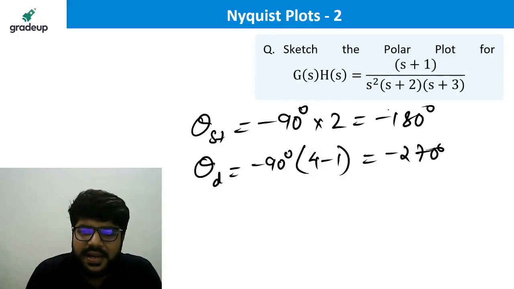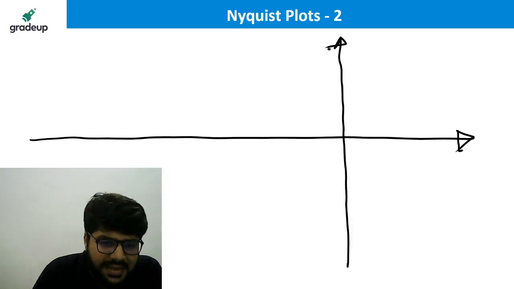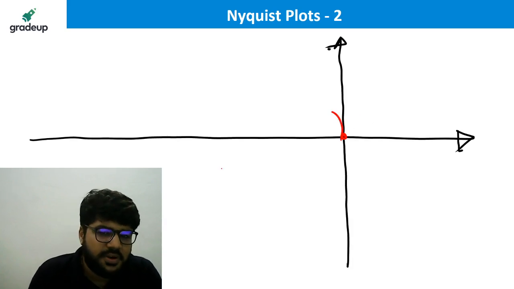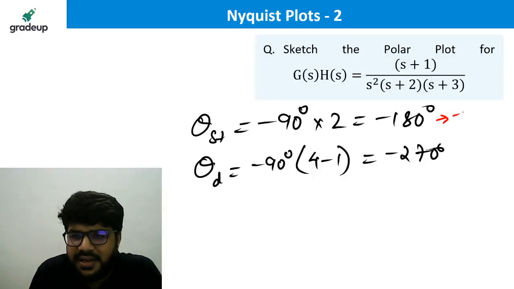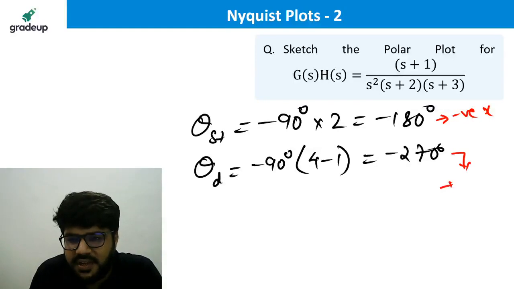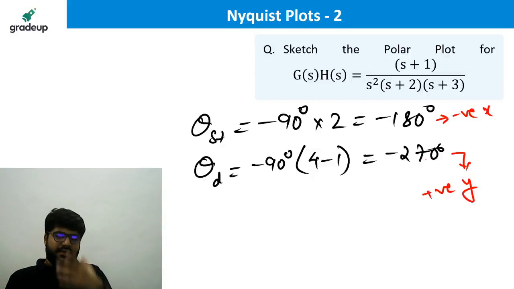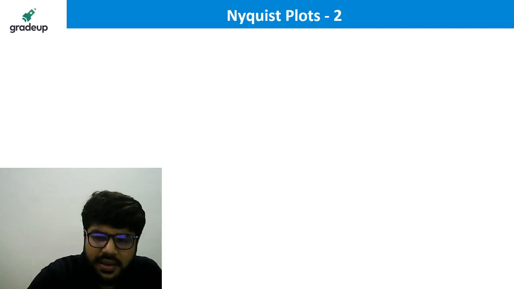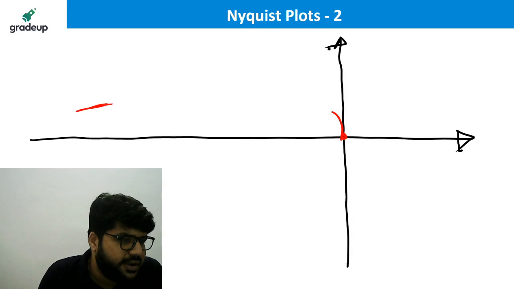Now starting at minus 180 means parallel to the negative x-axis, and the closing diving is minus 270, which is the positive y-axis. So negative x and positive y. Now I have to arrive at the positive y-axis, but for the negative x, from where should I start? Should I start from this quadrant itself or from this quadrant itself?